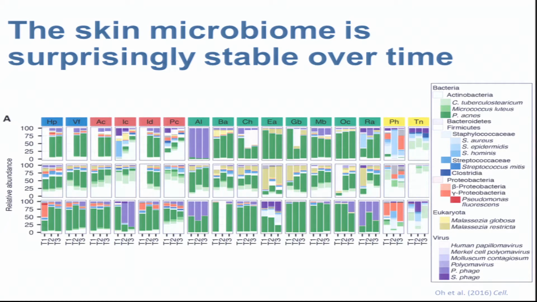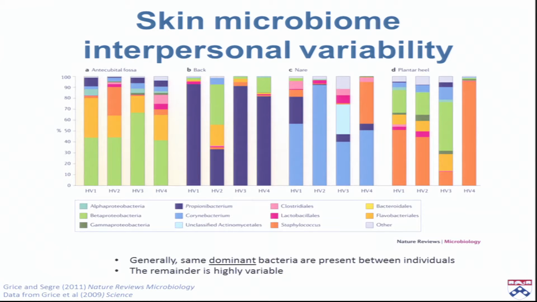Generally, what we find is that the sebaceous or oily sites are very stable, and it's more the drier, more exposed areas that have more variability. And that gets into interpersonal variability. How similar are we to each other, and is there really that potential where the skin microbiome can be sort of a forensic identifier?